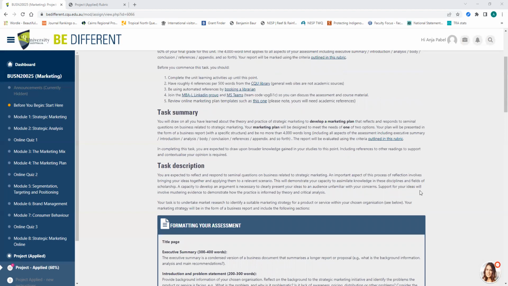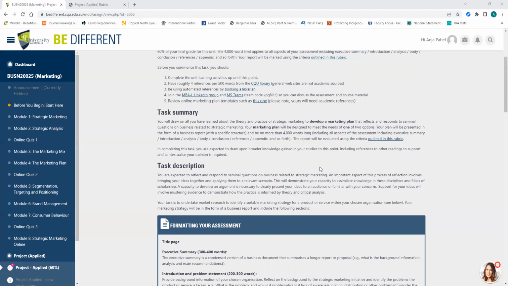So just following the task summary or the task description, you are asked to develop a marketing plan that follows the structure again of a business report with no more than 4,000 words, including all the different sections that you actually want to include. And to do this, you have the choice between 2 different topics, and I'll talk you through the different topics towards the end of this video.